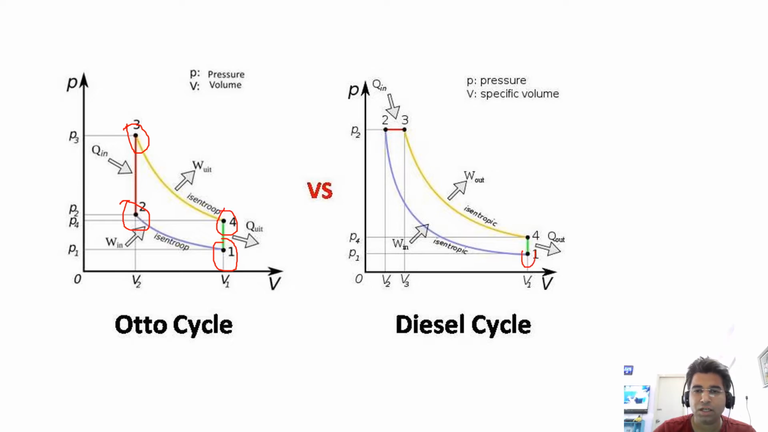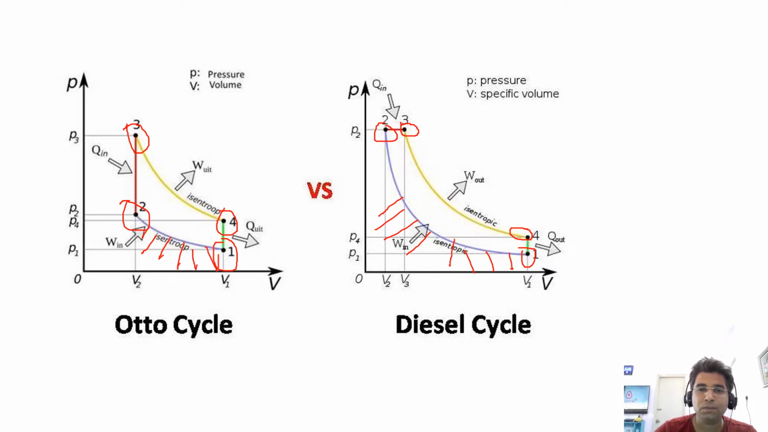Similarly, for the diesel cycle, we have P1, V1, we have P2, V2, we have P3 and V3, and similarly V4. From here, what we observe is the area under the graph during isentropic compression; the area covered is this much. And for the isentropic compression in the Otto cycle, the area covered is this much.